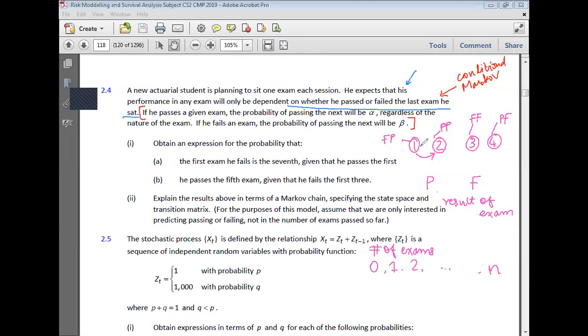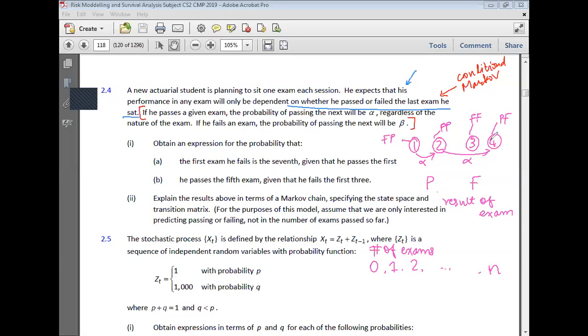Yeah, this is right now. It will be alpha, right? You think it should be alpha? Okay, what is alpha? If he passes a given exam, the probability of passing the next will be alpha. But here, I can say that this to this should be alpha. Is there any difference when I'm moving from 1 to 2 and 2 to 4?